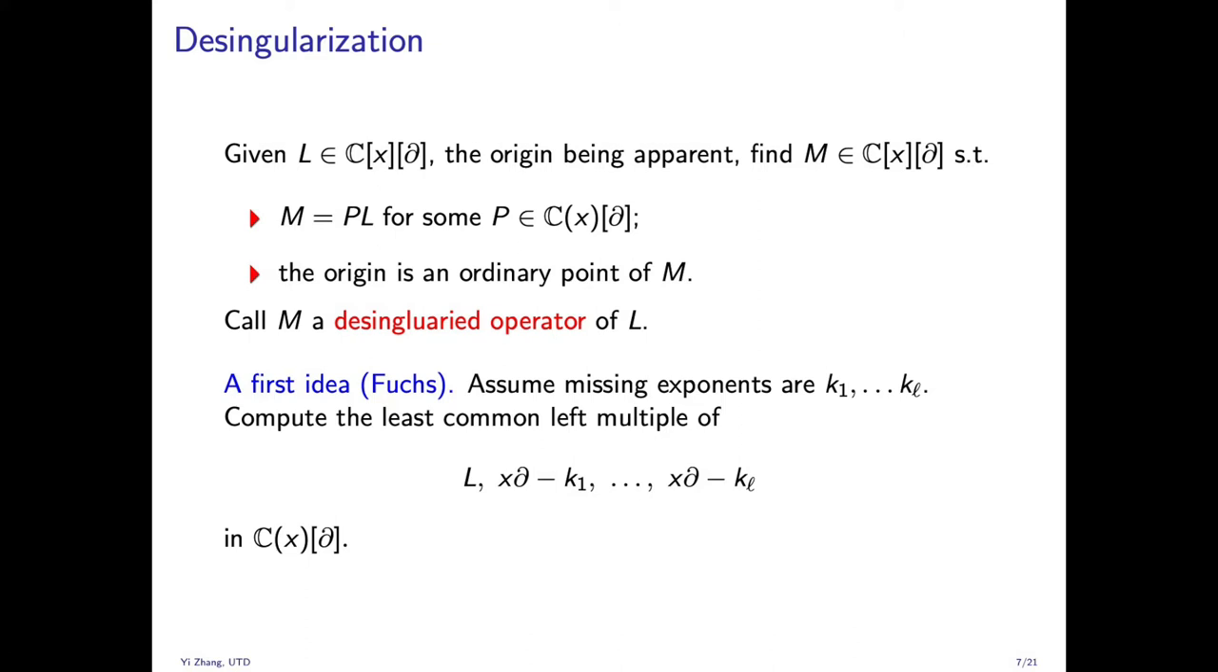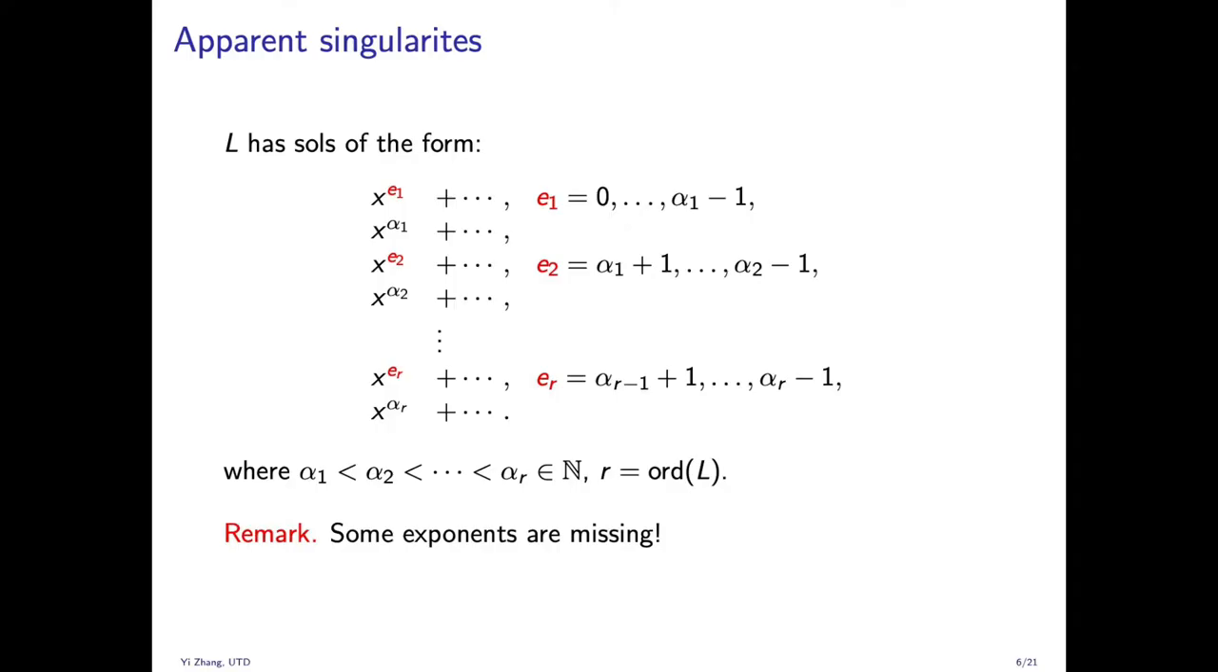Could you show the previous slide? Yeah, so you wrote plus dot dot dot for x to the e1. Are you saying that you will need that? So yes. The first idea of Fuchs is saying don't do dot dot dot, because you want consecutive exponents. But plus dot dot dot, he means it's like a series. Why don't you terminate? Why don't you just take x to the e1?